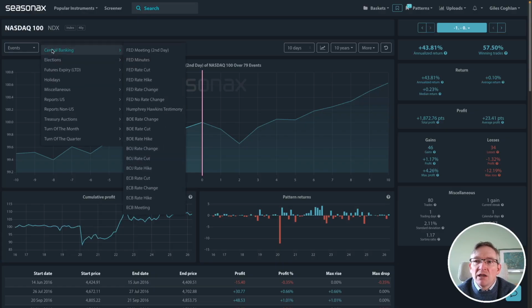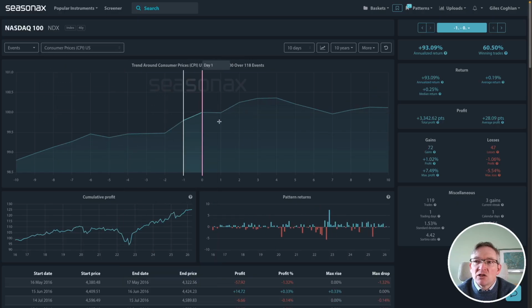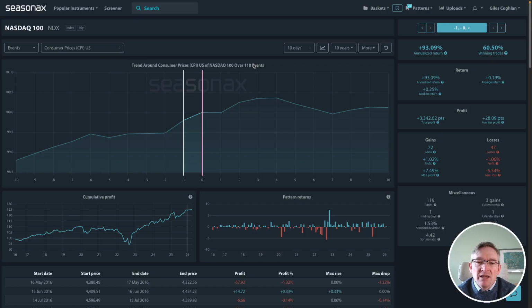We can also look at other events like CPI. You can see this is the reaction of the Nasdaq over the last 118 CPI reports. Very useful, and this helps traders decide whether to hold through events, maybe reduce exposure, or position for volatility expansion.